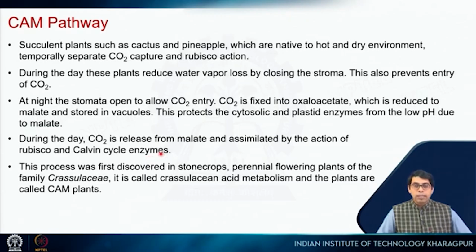So, by this temporal separation of carbon dioxide capture into malate and release of carbon dioxide to Rubisco when the stomata are closed, so no oxygen is coming in, it reduces photorespiration. This process was first discovered in stone crops such as the family of flowering plants called Crassulaceae. Okay, so that is why these are called CAM plants, and this pathway is called the CAM pathway.